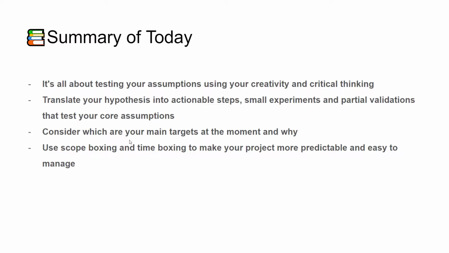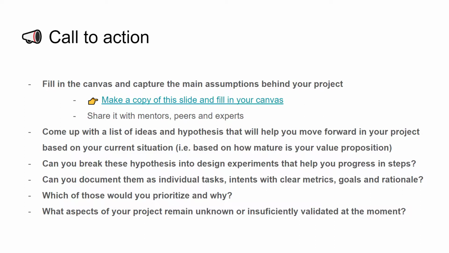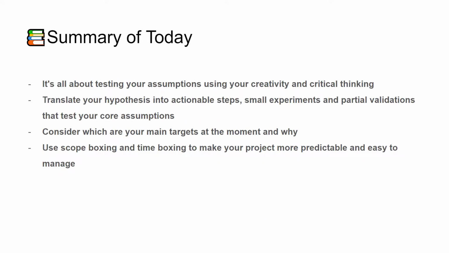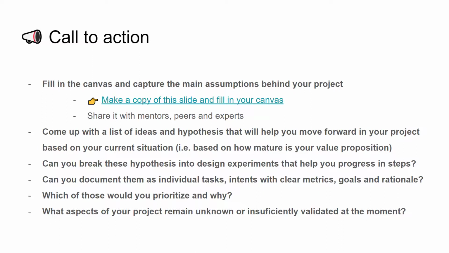So again, consider which are your main targets at the moment and why you think these are your main targets, and use scope boxing: the amount of things that you want to consider in these first iterations, and the time that you're going to spend doing these increments, to make your project more predictable and easy to manage as a team. I hope this summarizes what I just showed.